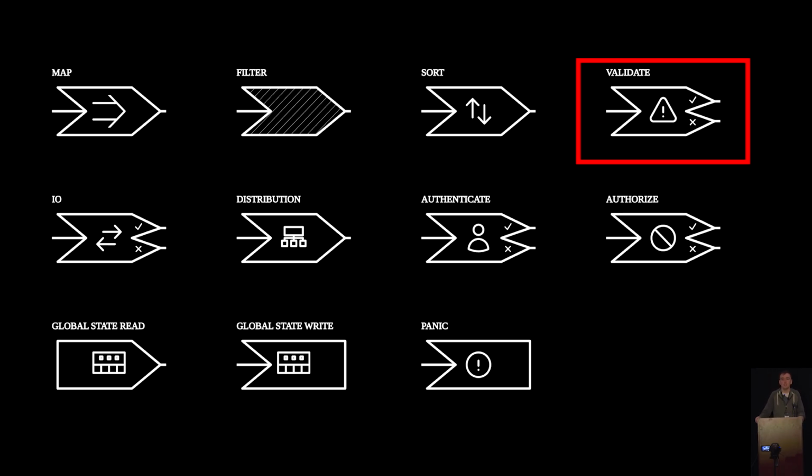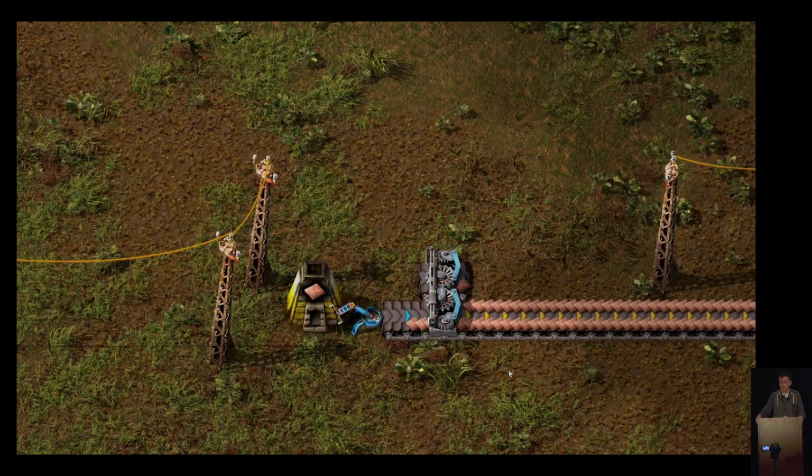Next one is validate. So validate is you check to see if the data meets your expectations. If it does not, you return an error. If it does meet your expectations, you pass it through. So in Factorio, we can see this in action where we have my furnace here, and it doesn't have enough fuel. So it's a little sad, and it can't work. So it's in an invalid state.